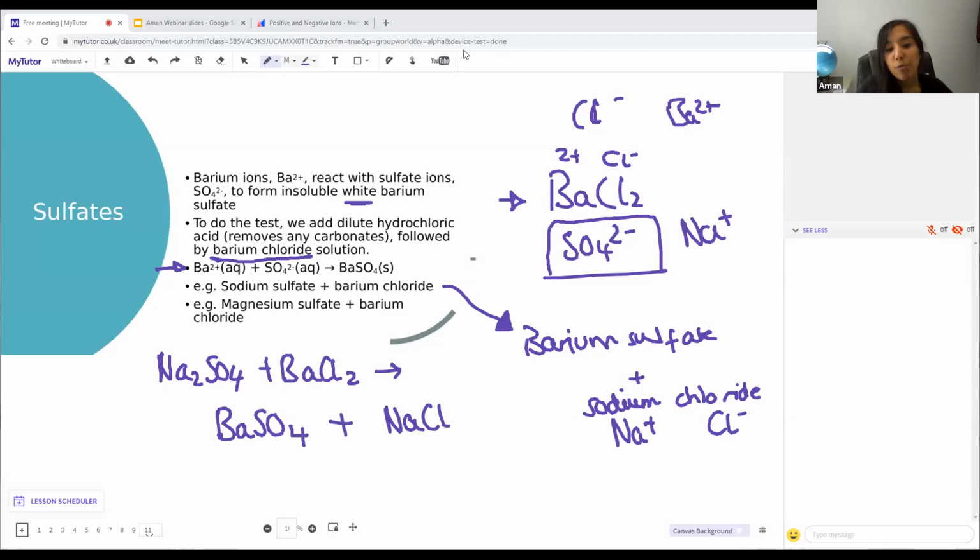Someone's asking, is sulfate sulfur and oxygen? Yeah, really good question. Sulfate is sulfur and oxygen, and you can see that in the ion. If we have a look at the sulfate ion just here, you can see it's 1 sulfur to 4 oxygens, and that's the sulfate ion. So really good question there.